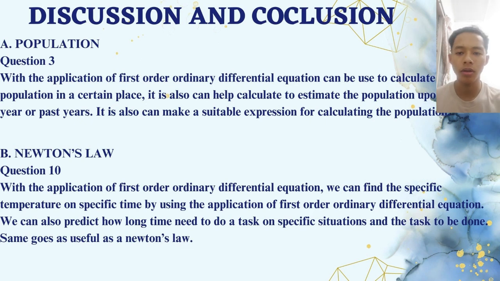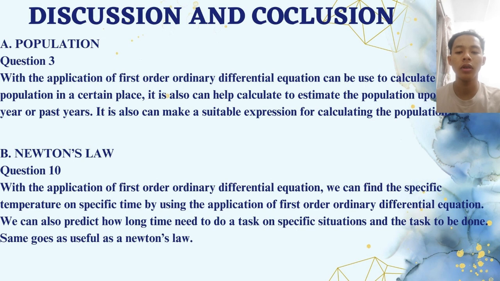Alright, for the discussion and conclusion for A, population, we choose question 3. So from this, the application of first order ordinary differential equations can be used to calculate population growth in certain places. It can also help to estimate the population in upcoming or past years. It can also make a suitable expression for calculating the population for a certain equation.